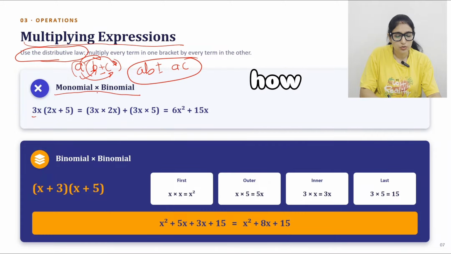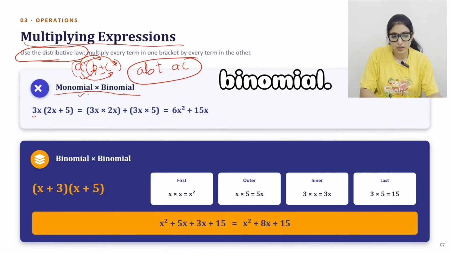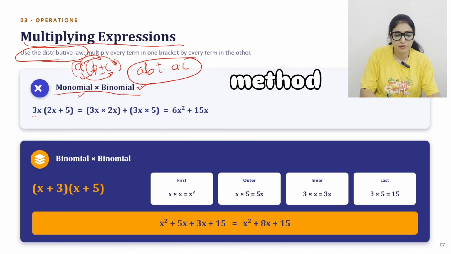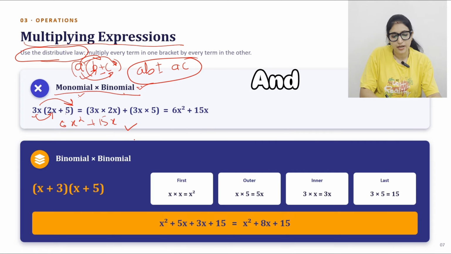Now let's learn how to multiply a monomial by binomial. This can be used for multiplying a monomial by binomial, trinomial, or any type of algebraic expression. The method will remain the same. Now see, here 3x will be multiplied by 2x also. So this will become what? 6x square, and 3x will also be multiplied by 5. So this will become 15x, right? And this is done. Clear? So you will multiply each term of the bracket by the term which is given outside the bracket. I hope this is clear to you.